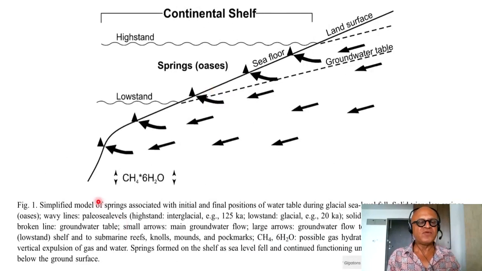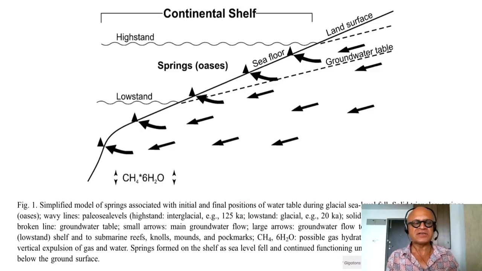Moving the idea to looking at how refugia and other hydrologic changes and coastal habitats, etc., get formed. This is looking at a simplified model of springs associated with initial and final positions of the water table during glacial sea level fall. So when glaciers grow and sea level falls, what happens? Solid triangles are springs, spring oases here. Wavy lines are paleo sea levels shown here. So that's the sea level change.